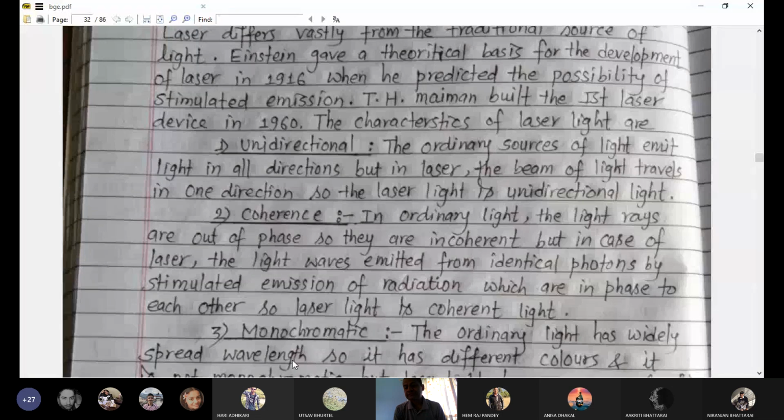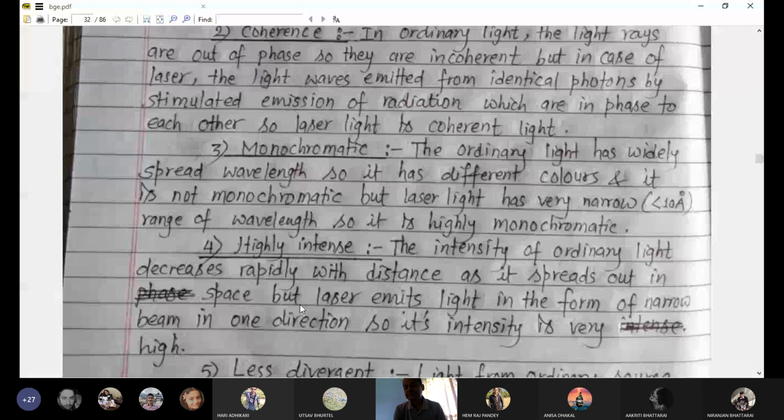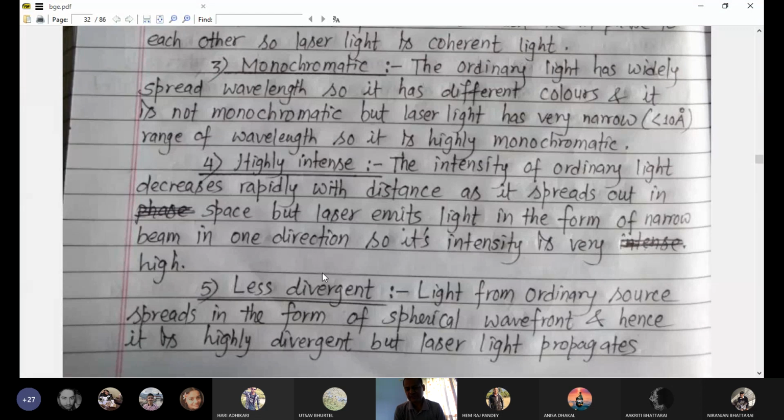And another is highly intense, because the laser light is unidirectional, and it always moves in the form of bundles in parallel direction. So you can say such light is highly intense. And another is less divergent: the laser light is less divergent than ordinary light. These are 5 important characteristics of laser light which differ laser light from the traditional light.